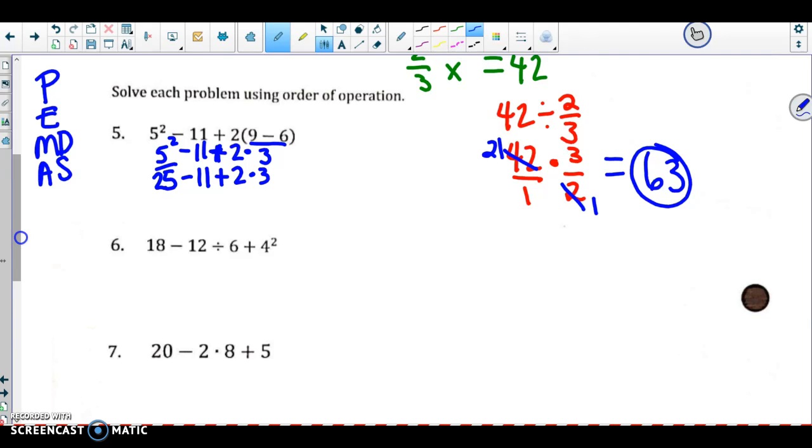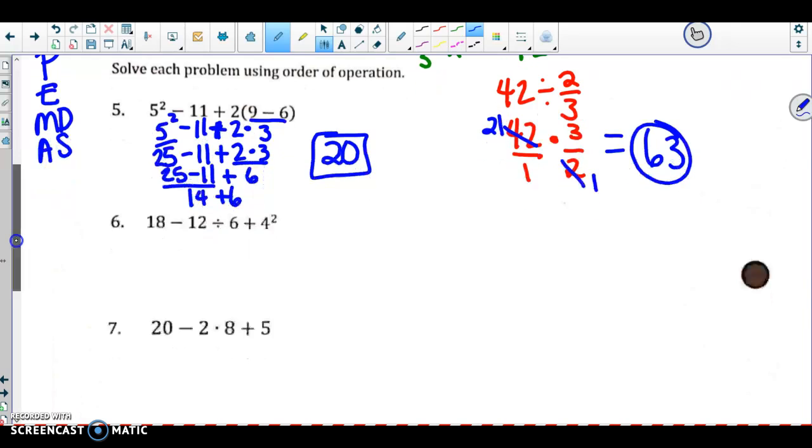At that point, I have some multiplication, so I'm going to do that. So I have 25 minus 11 plus 6 now. And all I have left is add and subtract, so it's time to just work left to right. So 25 minus 11 is 14 plus 6, and if I could put it right below, I would. But otherwise, my answer is 20.